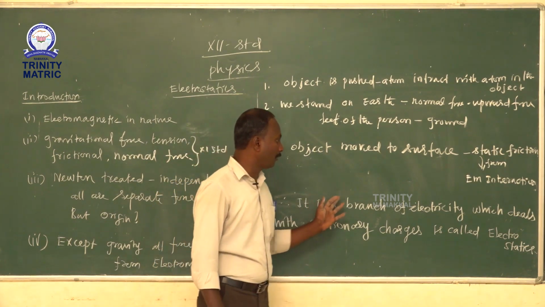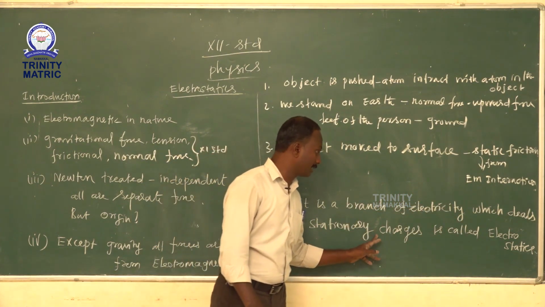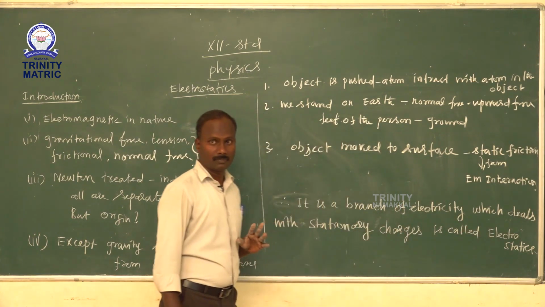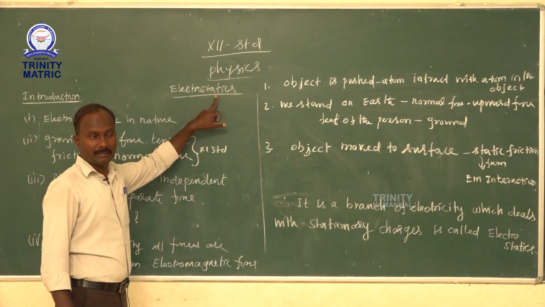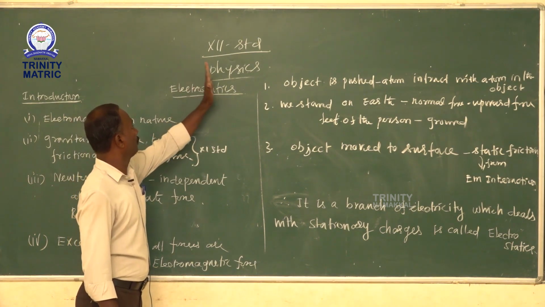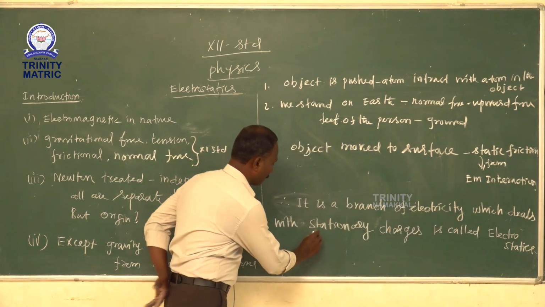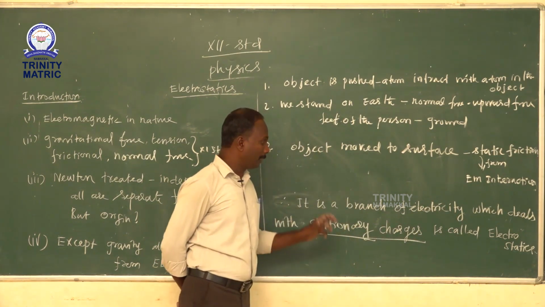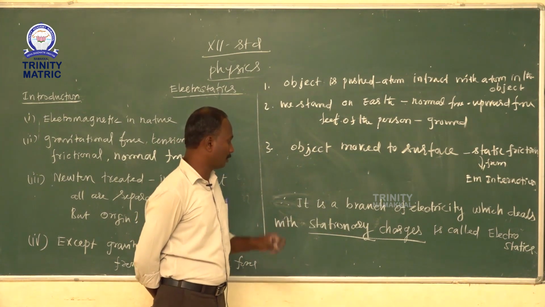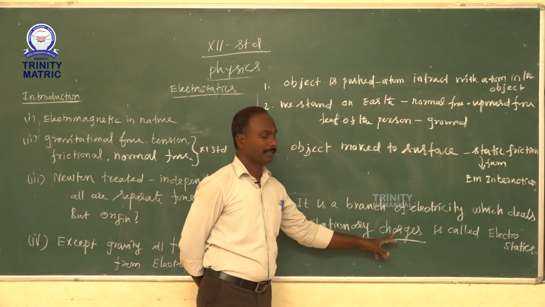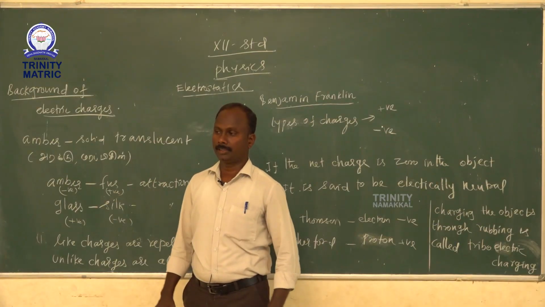So the branch of electricity which deals with stationary charges is called electrostatics. As I already said, electrostatics is the name of the lesson. Here we study the branch of electricity that deals with stationary charges, the properties of electric charge at rest. That is electrostatics. Okay, students.